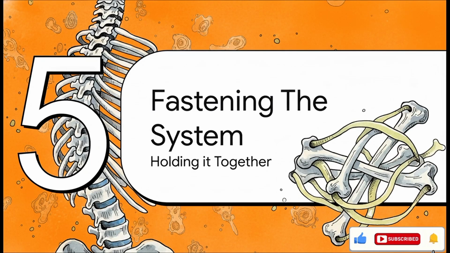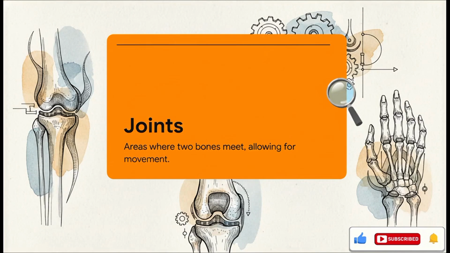Moving on to Section 5, fastening the system. So we've covered the structural beams, the big bones, the small ones, and the backbone. But honestly, if we just had a pile of bones, we still couldn't do much. How does this biological machine actually stay fastened together and remain flexible? Well, it all starts with joints.